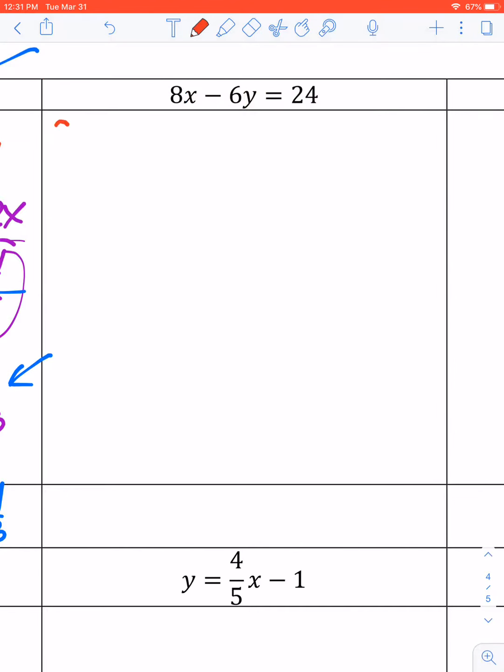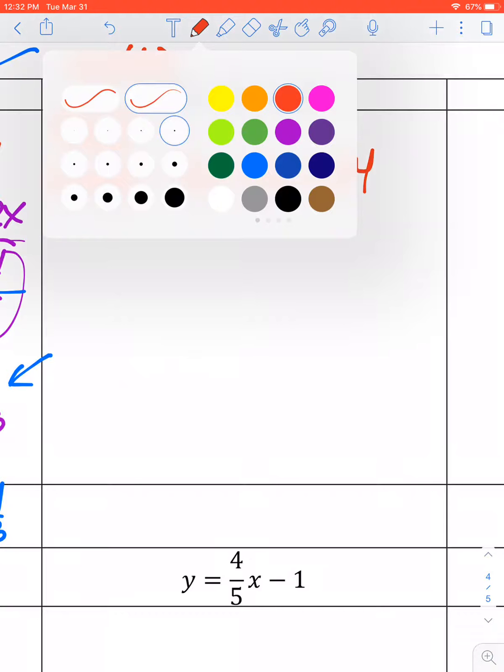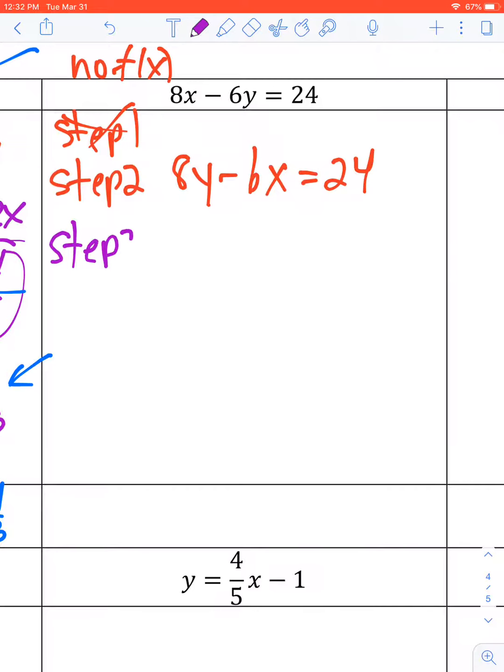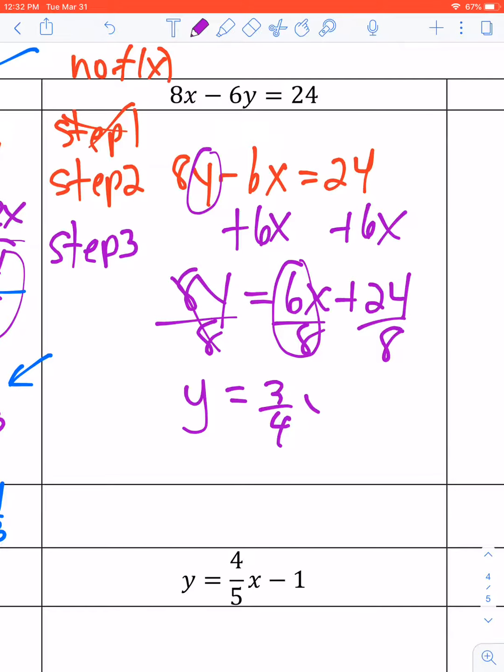Let's do another example. Step 1, we don't have to do. There is no f of x in the problem. Step 2. We replace the x with the y, and we replace the y with an x. Step 3. I get the y by itself, so I add 6x to both sides. So 8y is equal to 6x plus 24. Then I divide everything through by 8. So y is equal to 6 over 8 reduces to 3/4, and 24 over 8 reduces to 3.